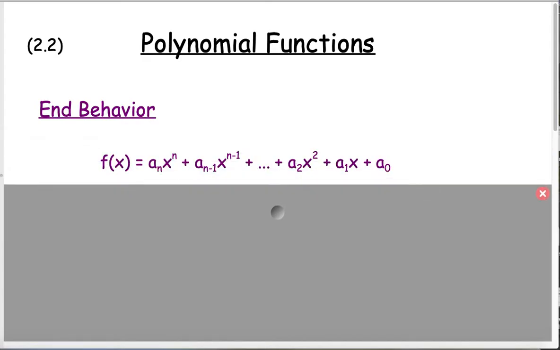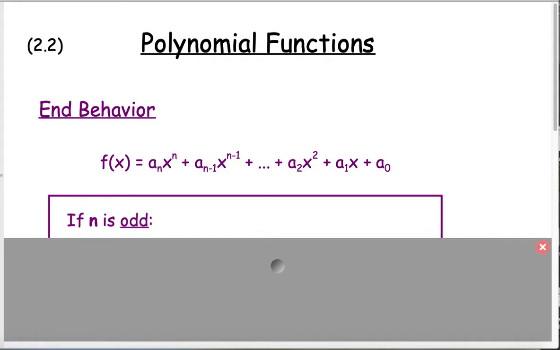So let's say we have a function f of x, and it's defined as a sub n, which is just a number, times x to the nth power, plus a sub n minus 1, another constant, times x to the n minus 1 power, etc., all the way down to a sub 0. So what we want to focus on is the power of n, right there. If it's not in descending order, then rearrange it, or at least pick out the term that has the highest degree power.